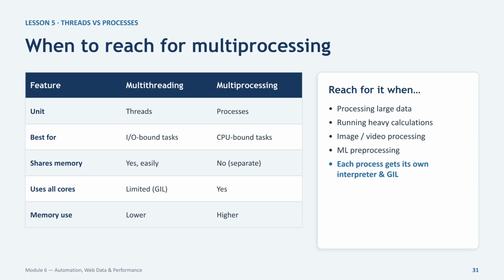Let's compare our performance tools. Threading is best for I/O-bound tasks, while multiprocessing is ideal for CPU-bound work. Multiprocessing bypasses the global interpreter lock by using separate processes, each with its own memory and interpreter. This makes it perfect for heavy calculations, large data processing, or image manipulation.